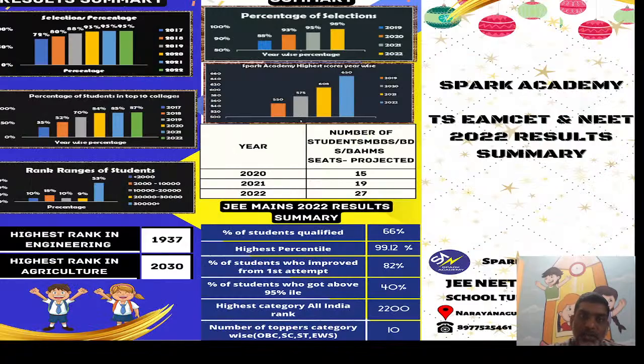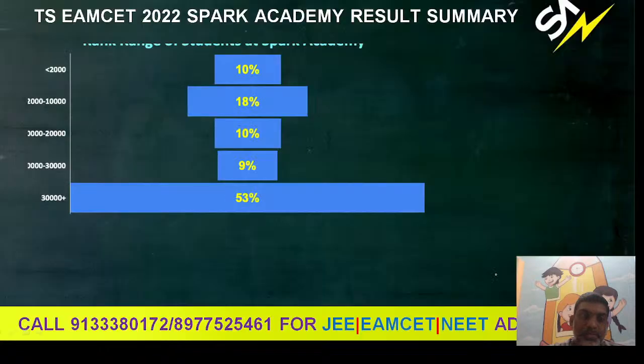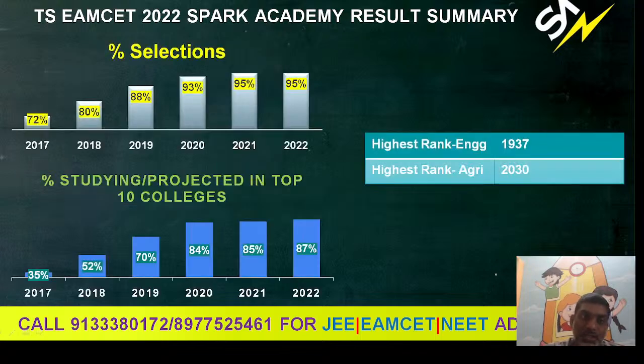TS EAMCET result summary and NEET 2022 result summary. TS EAMCET 2022 Spark Academy result summary. Less than 2000, 10% of the students are there. 2000 to 10,000, 18%, and 10,000 to 20,000, 10%, and 20,000 to 30,000, 9% of the students are there. 30,000 plus, totally 53% of the students are there. And next is selections year wise: 2017, 72%, and in 2018 80%, in 2019 88%, in 2020 93%, and in 2021 95%, and in 2022 95%.